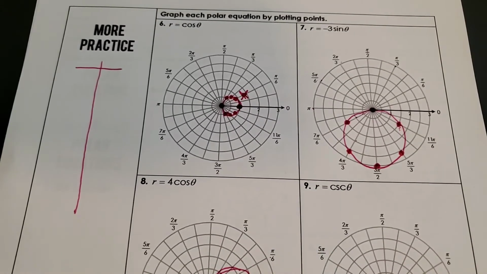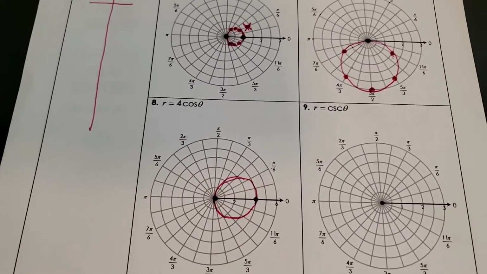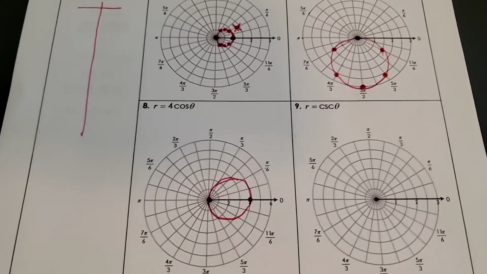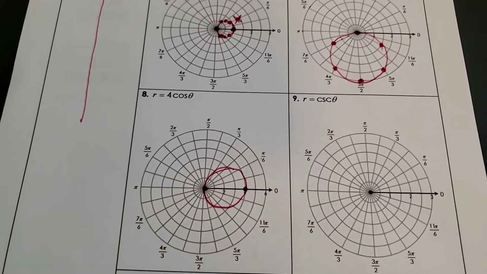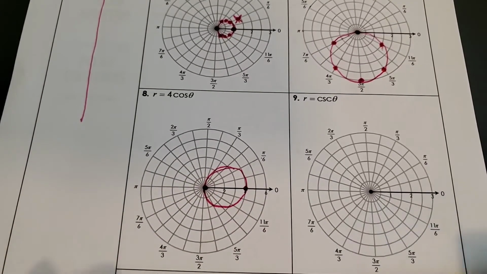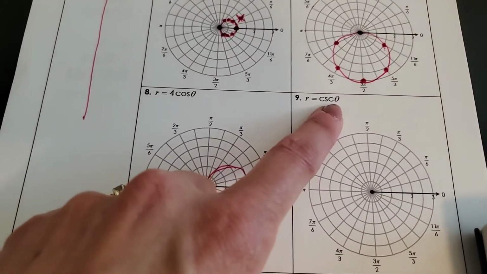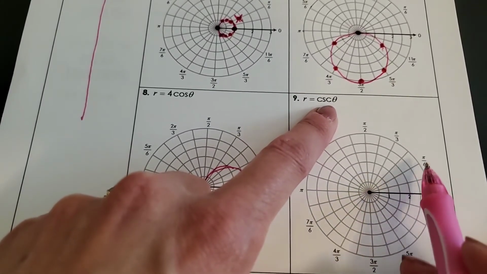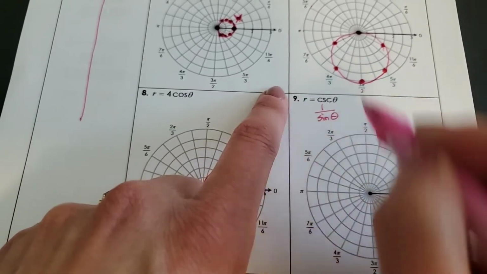And in your homework, you don't have too many. I would like to see those exact points. Let's look at number 9. There's a cosecant there. That's kind of scary, isn't it? But remember, cosecant just means the reciprocal. So let's think about reciprocals. This really is 1 over the sine of theta.